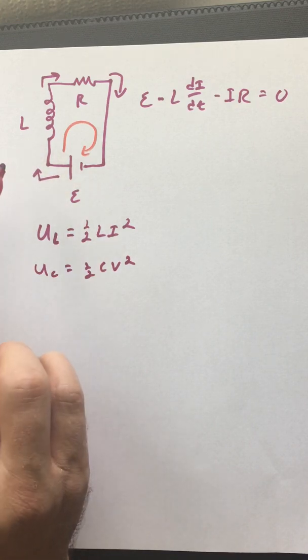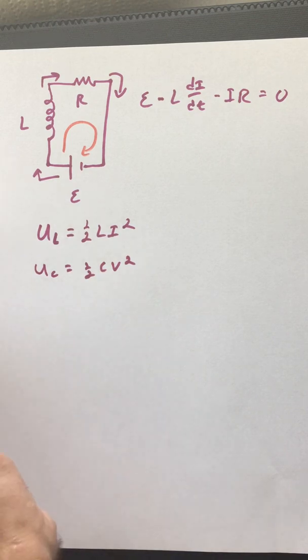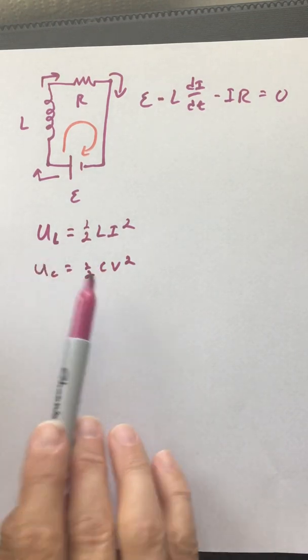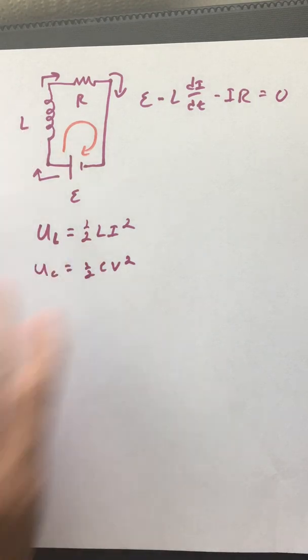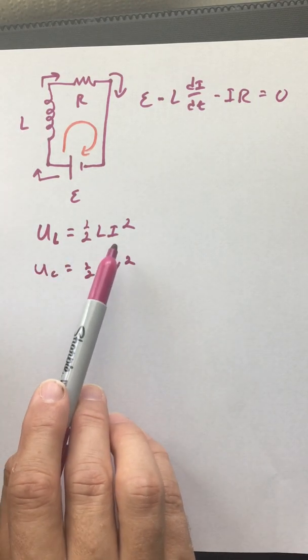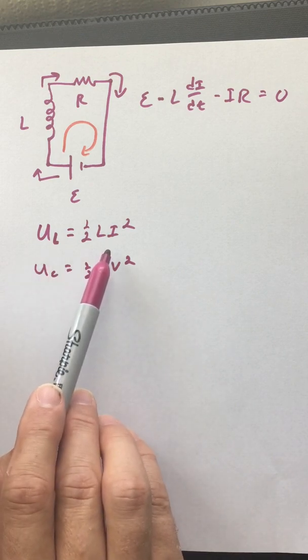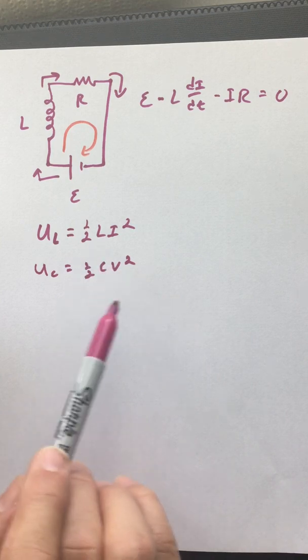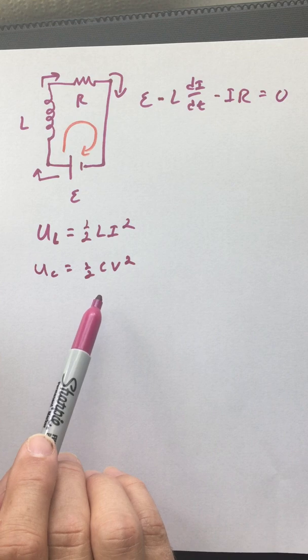I have a current, therefore I have a magnetic field, therefore I'm storing energy in the field. And so I just want to introduce this to you quickly. This is the potential energy stored in an inductor. Of course, if the current's changing, the energy is changing. This is the expression for when the current is steady, I should say, just like this is the energy when the capacitor is charged.